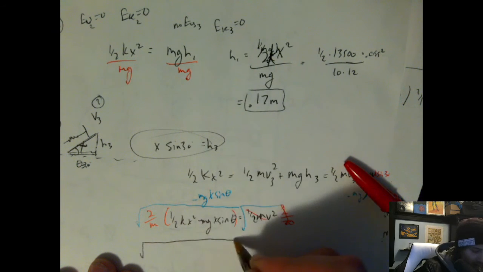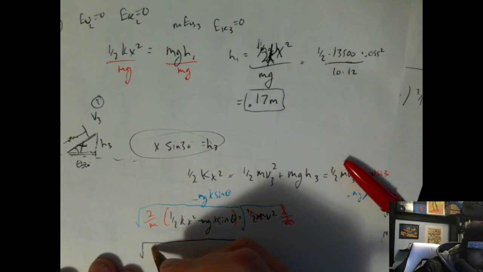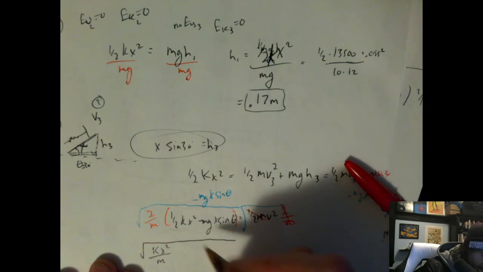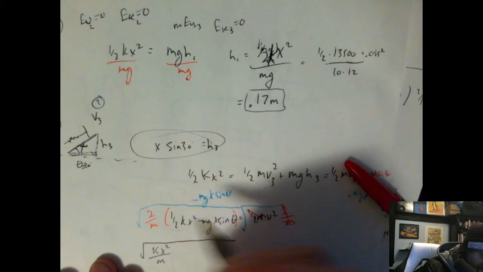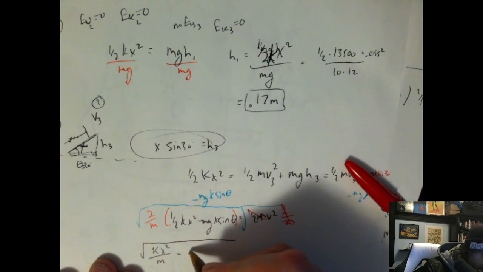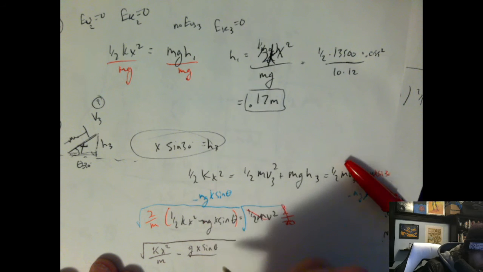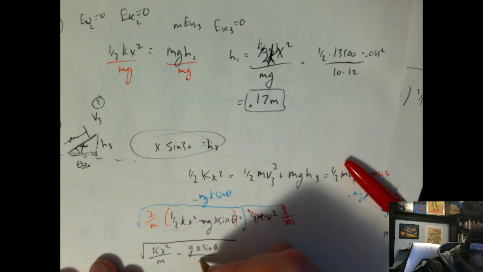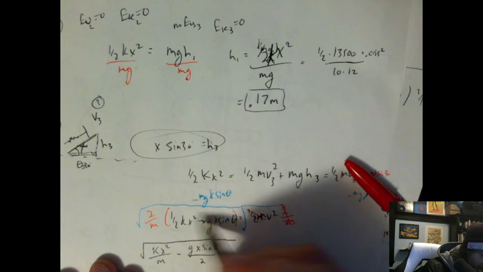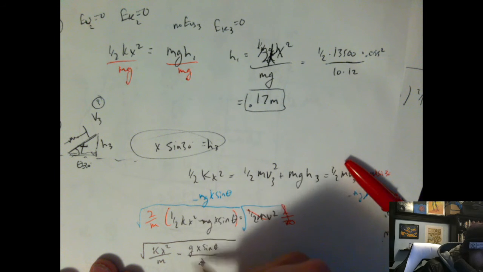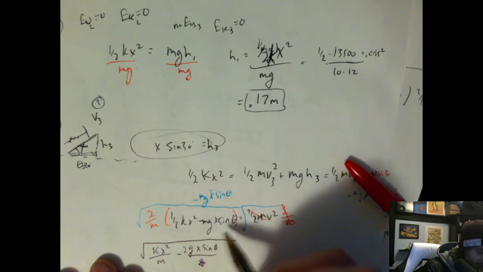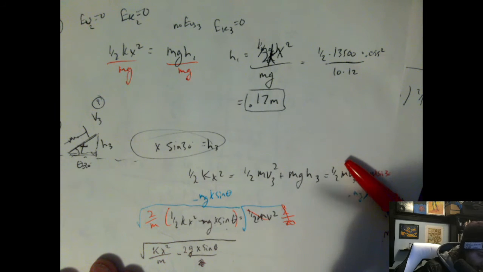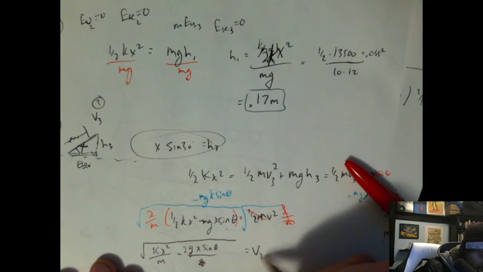I'll have the square root of, and I'm going to distribute it because some of it's going to cancel, kx squared over m, distributing the 2 to cancel out the half and the m in there, minus 2gx sine theta. The mass canceled from this one, the half canceled from this one. And that'll equal v3. Great.